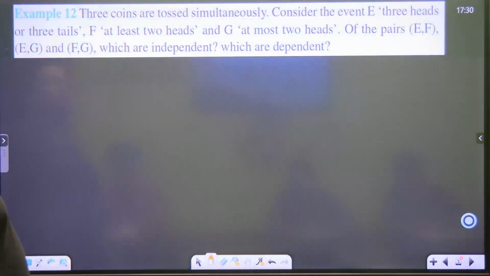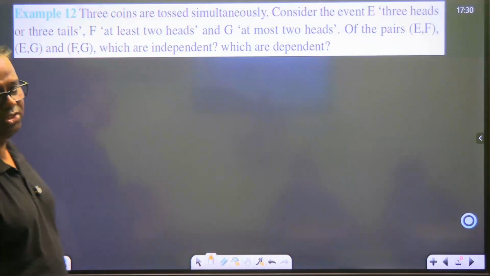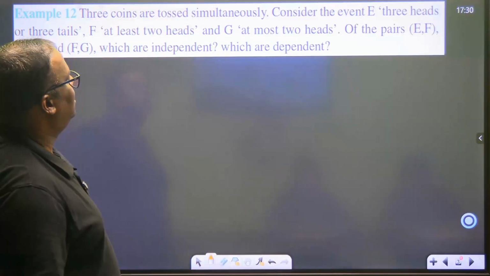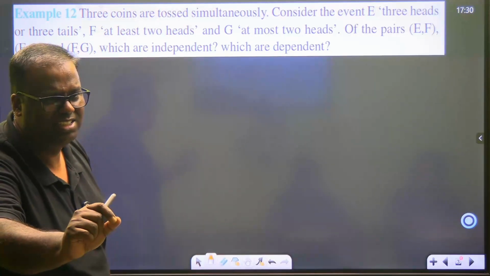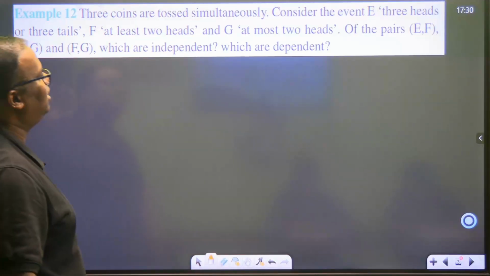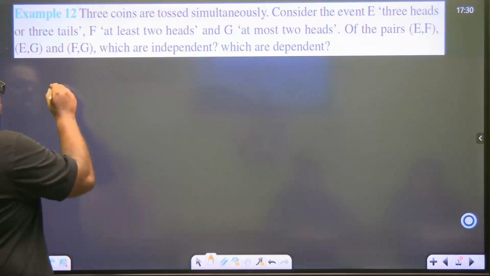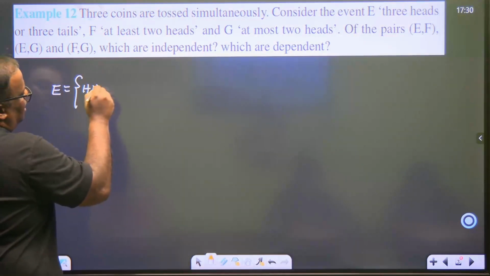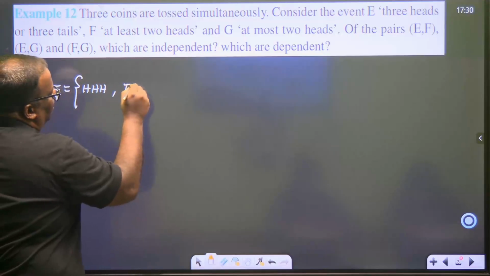Let's try and do. 3 coins are tossed simultaneously. 3 coins tossed simultaneously means sample space has got how many? 8 observations. Okay. Now we did not write all 8. We'll just go by E. E is the event, 3 heads or 3 tails. Very easy. You get either 3 heads or you get 3 tails.